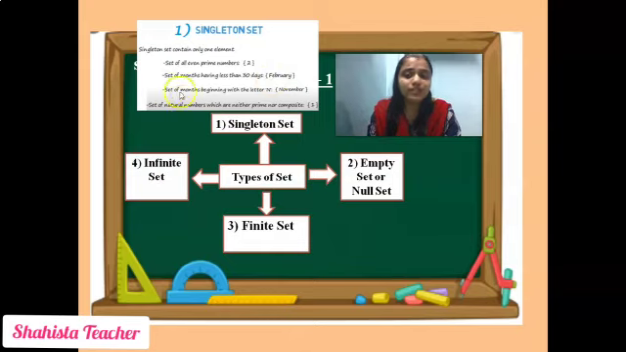Now next condition, set of months beginning with letter N. So only one month starts with letter N, that is November. So open the curly bracket, inside that curly bracket write November and close the curly bracket. Is that clear? So the set of months beginning with letter N is November.